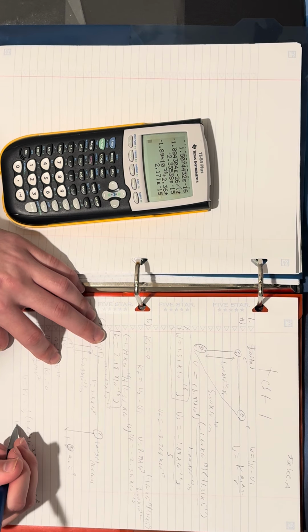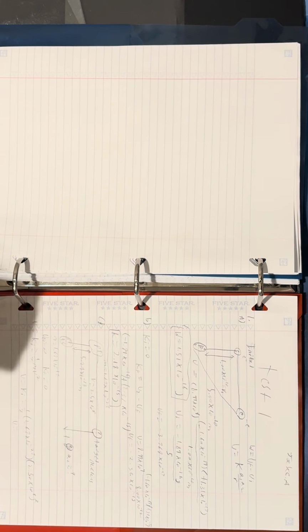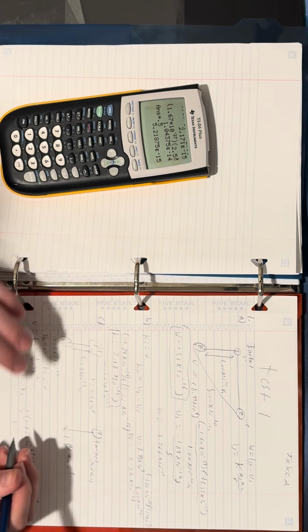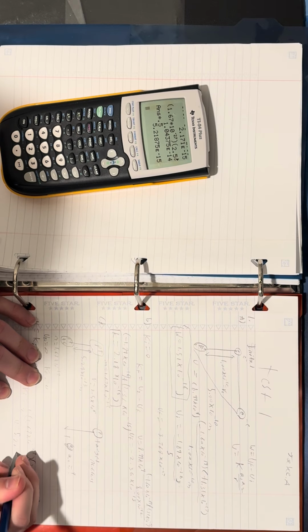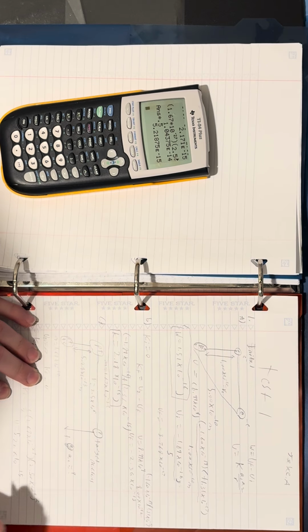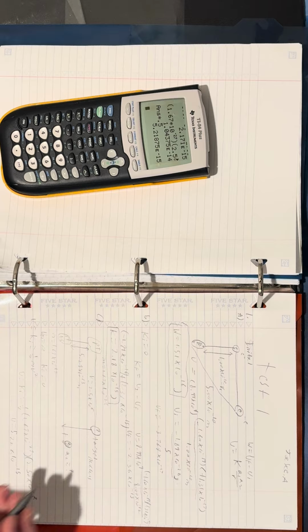Okay, and our U will equal, give me 1 second. 5.22 times 10 to the negative 15, and that'll be in joules.